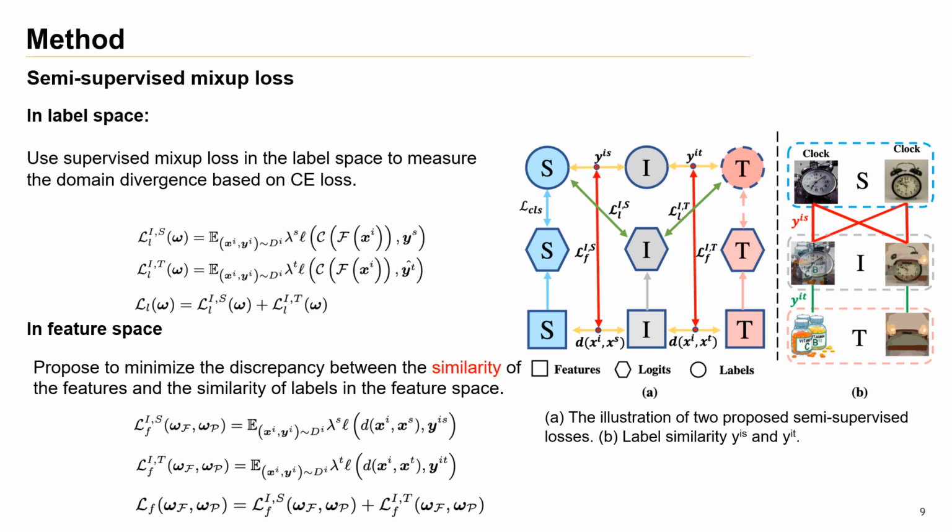After we propose the patch mix module to maximize the CE loss between the intermediate domain and the source or target domains, we propose semi-supervised mix-up losses to minimize the CE loss. In the label space, we utilize supervised mix-up loss to measure the domain divergence based on the CE loss. This is the formulation for CE loss in the label space. And in the feature space, we propose to minimize the discrepancy between the similarity of their features and the similarity of labels in their feature space. And this figure shows the illustration of two proposed semi-supervised losses, and this is the CE loss between their label space. This is the CE loss between their feature space.